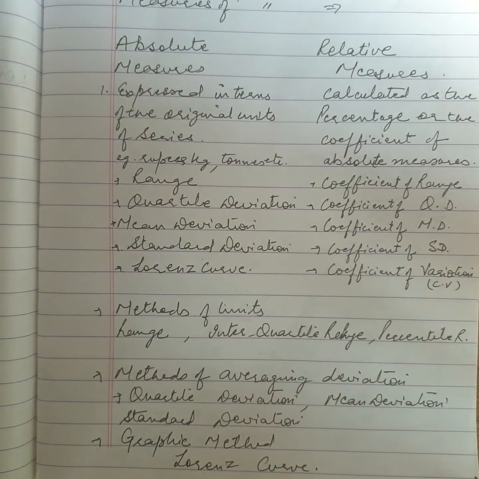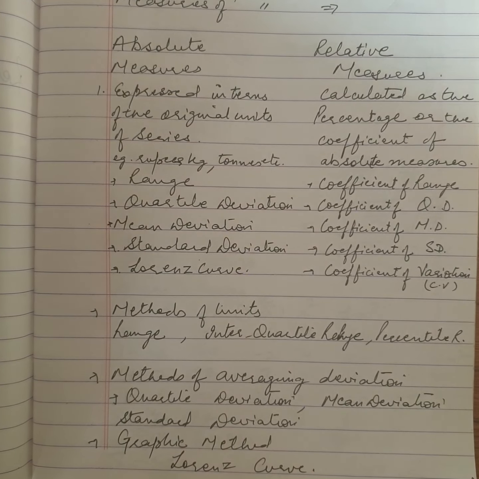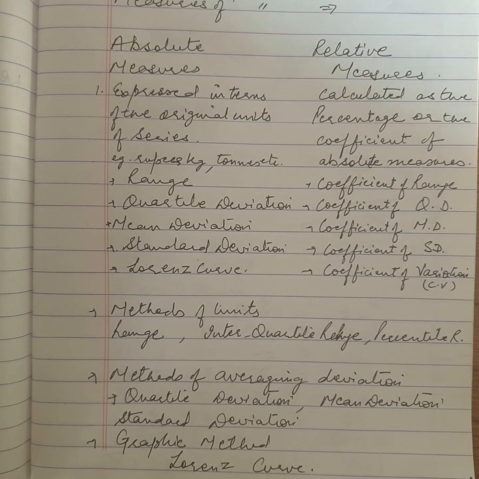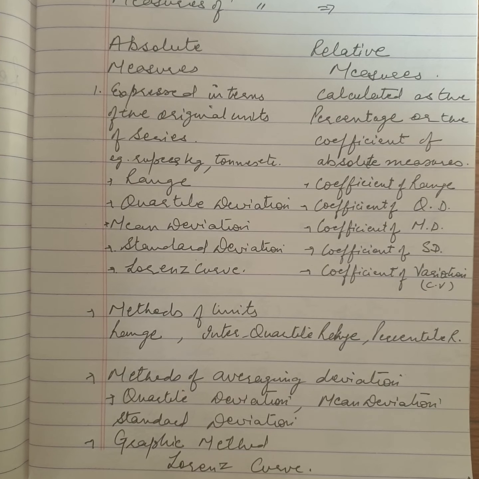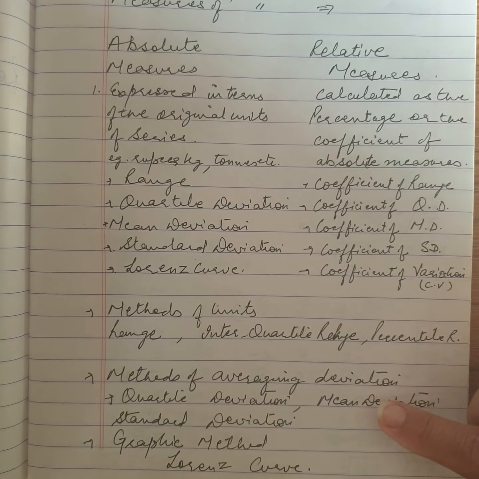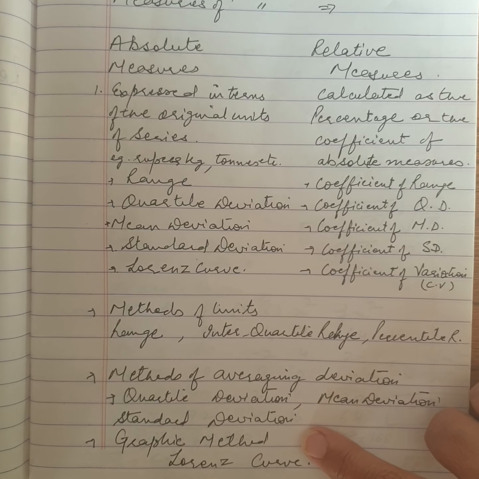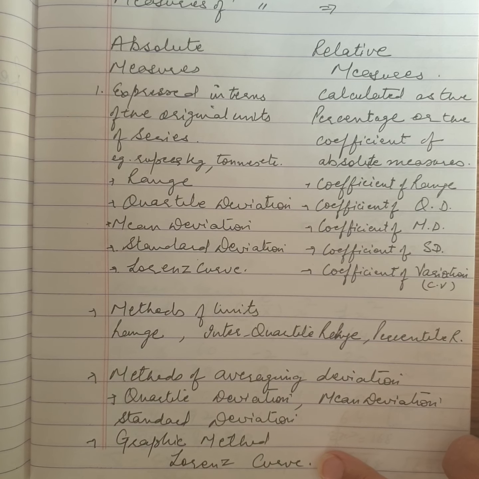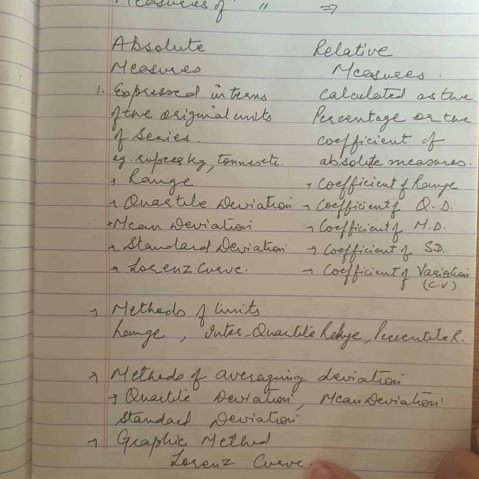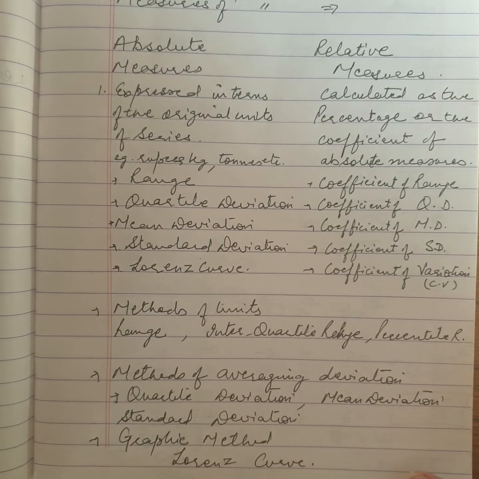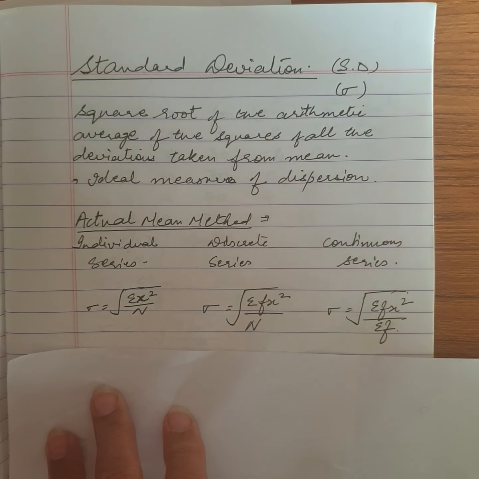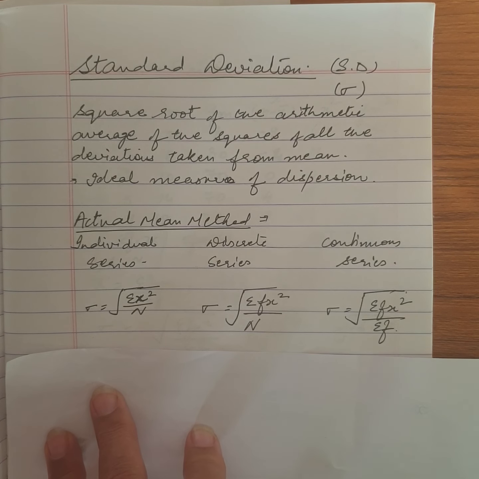In our syllabus, due to the pandemic, the syllabus has been cut short. So from this chapter, we are going to do only two topics. One is the averaging deviation, that is standard deviation. The second one we are going to do is the Lorenz curve, that is the graphic method, right? So we will do standard deviation, that is the absolute method to measure dispersion.